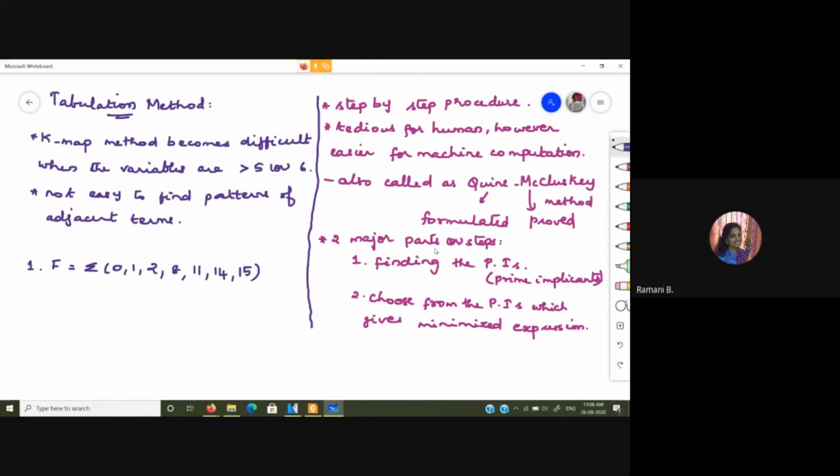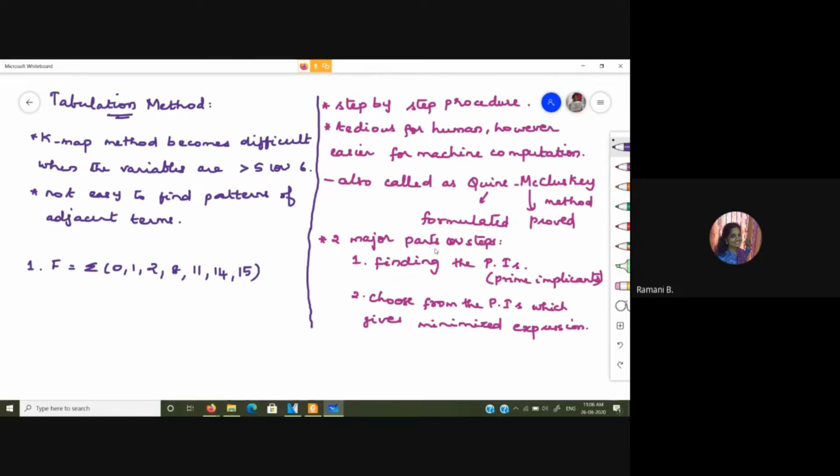Earlier I was mentioning that to view the map with 5 variables, till that only we would be comfortable. For 6 variables, it will be like four-variable K-maps, and you have to overlap one over the other. That itself will become tedious because it is not easy for us to find the patterns to look for the adjacency. So that is a disadvantage of the K-map method. So we move on to the tabulation method.